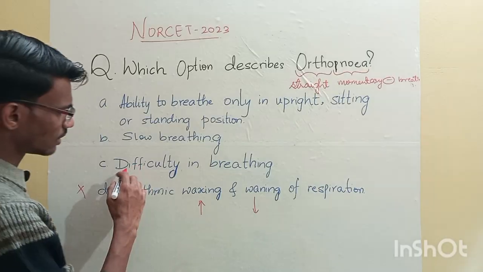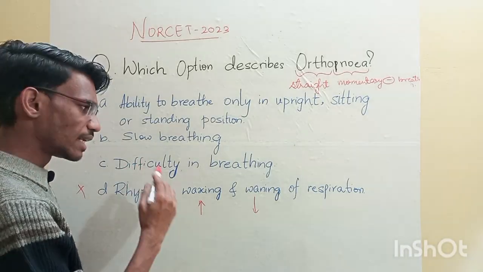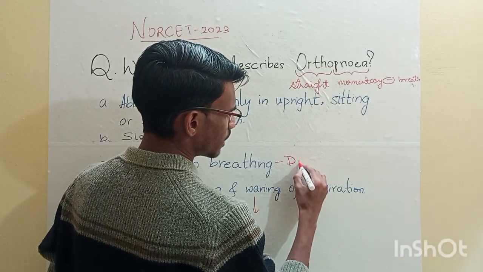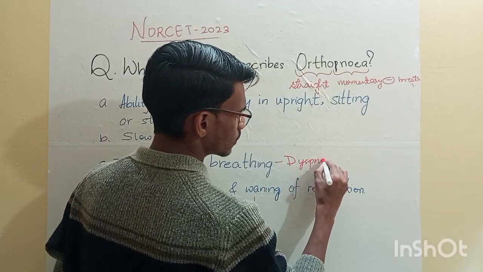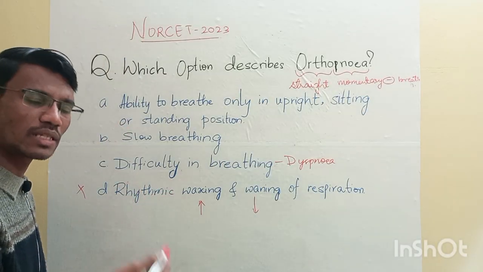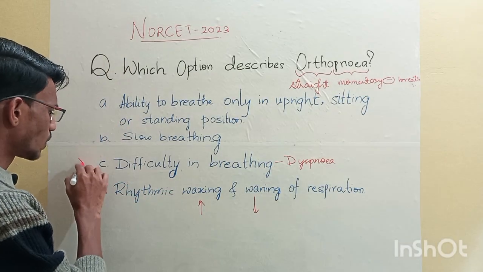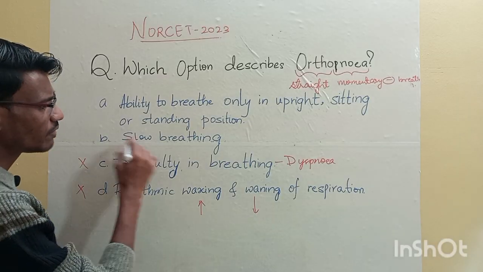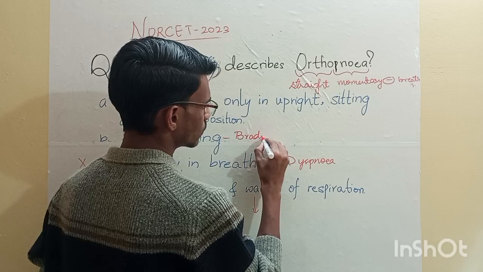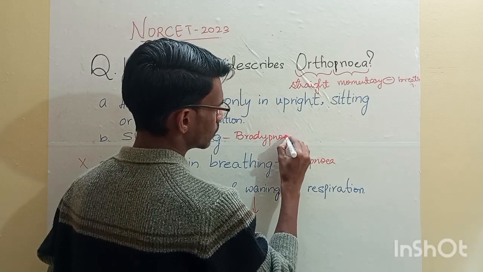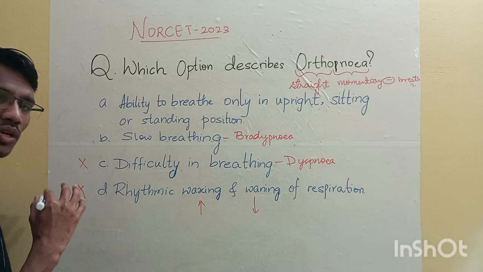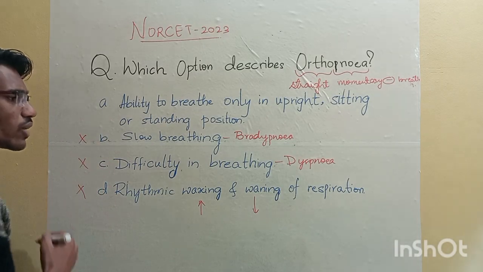Next, let's see the third option. Here it says difficulty in breathing. As we all know, difficulty in breathing is termed as dyspnea. Even here, the position of the patient or the individual has not been explained. So this also cannot be the answer. Then we have slow breathing, we call it bradypnea. Even here, the position of the patient has not been mentioned. So this also cannot be the answer.